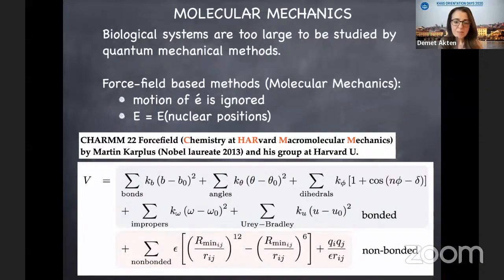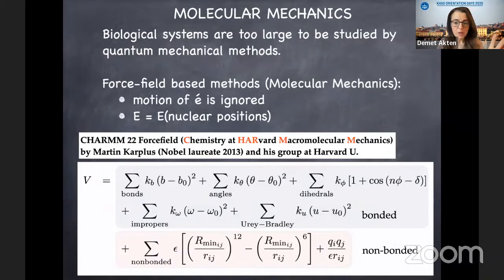In molecular mechanics, the motion of the electron is ignored. The atom is simply considered as a point in space, and the energy is calculated as a function of the positions of these atoms, in other words, nuclear positions. We do a tremendous amount of simplification, and now we can study thousands of atoms in a reasonable time frame. This is the function that you see, the CHARMM22 force field, which describes the potential energy of the system, which can be decomposed into bonded and non-bonded terms.